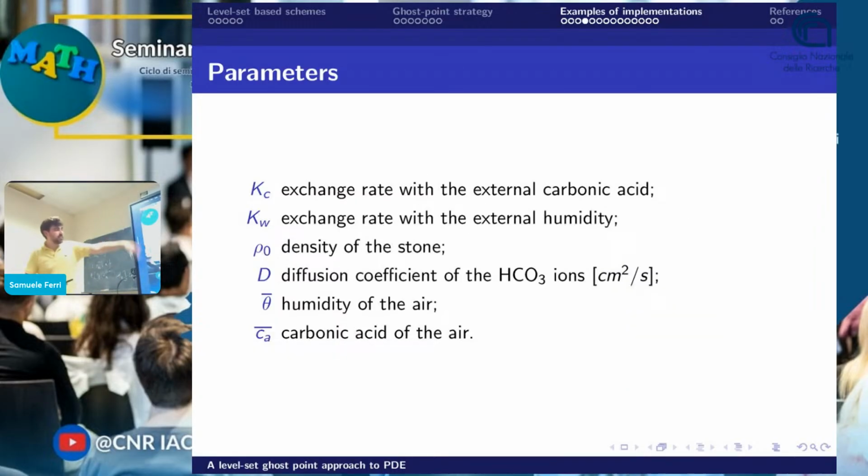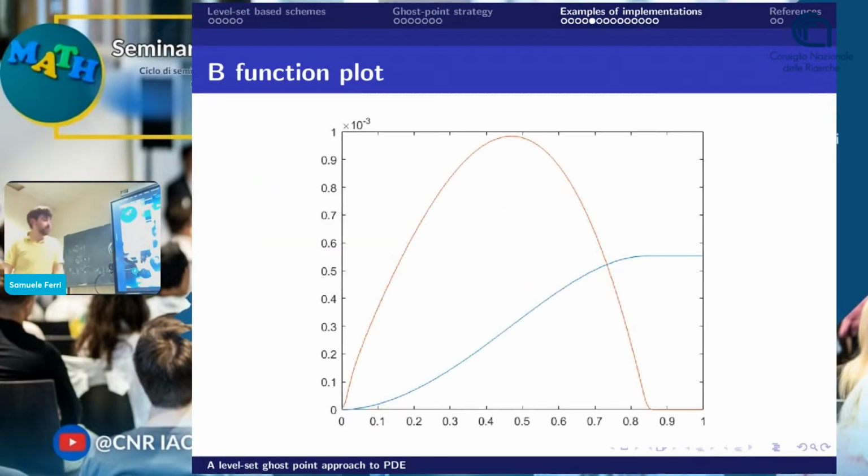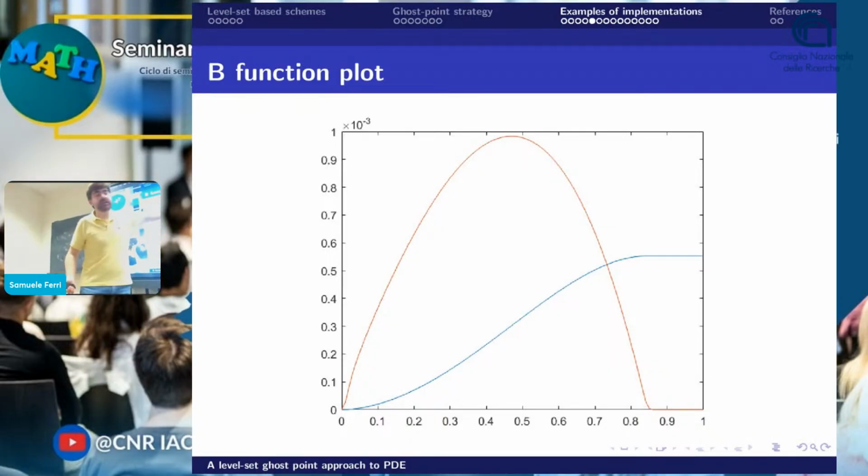Here is the list of parameters we saw in the previous slide. The two cases are the exchanger; rho 0 is the density of the stone, D is the diffusion coefficient, and the two variables are the parameters outside. Just to give you a small insight of the B function: the B function is the orange one, the almost parabola function. The blue line is its derivative.